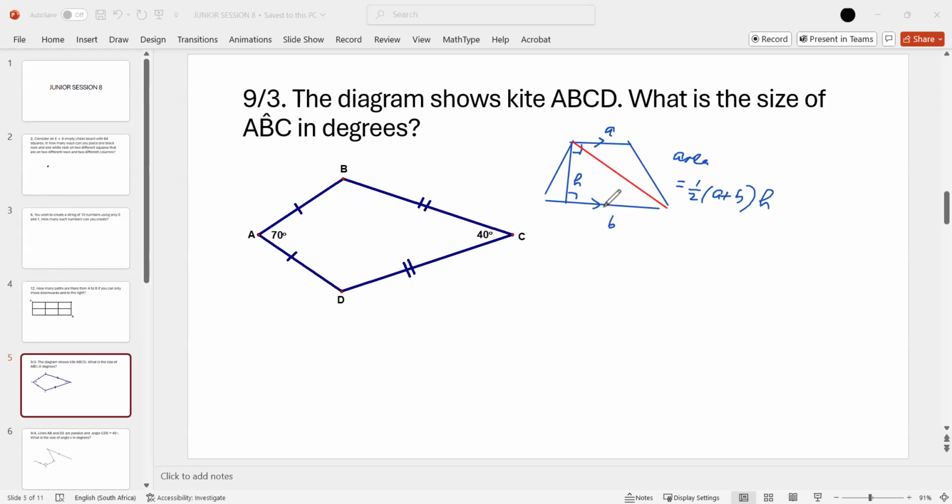Well, the area of the bottom triangle is half base times height. Now, that's easy to see. The base is B. Right. So the area of the bottom triangle is half base times height. But this one here is a little bit tricky. What is the area of that triangle?